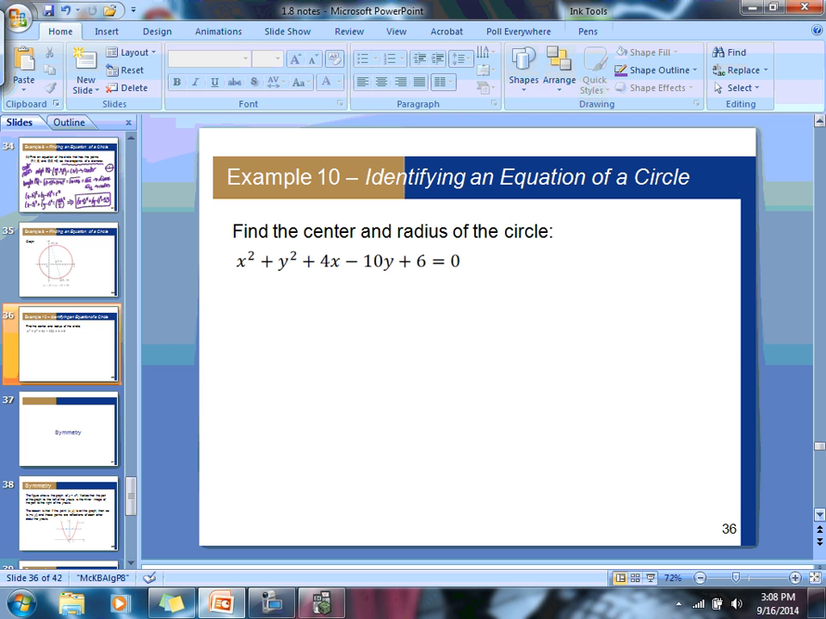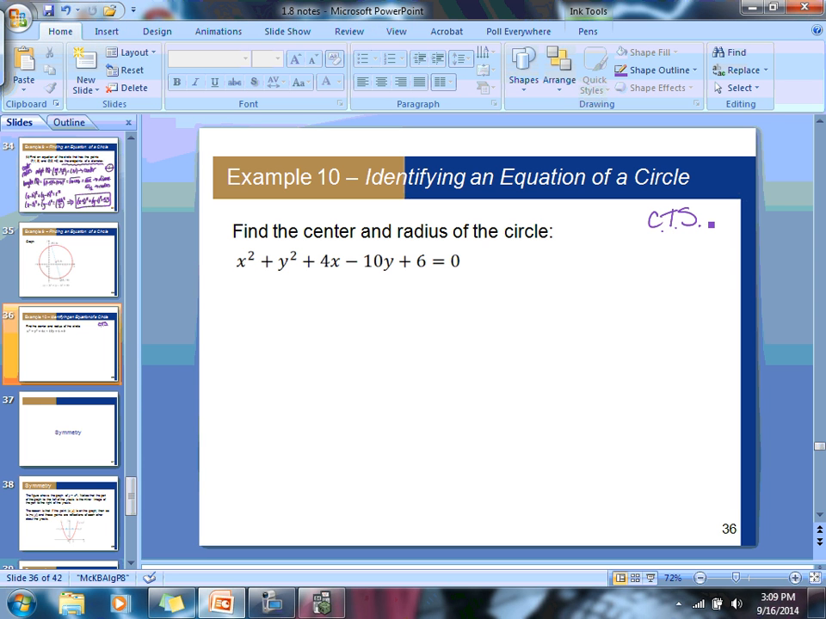Okay, example 10 says to find the center and the radius of this circle. Now this circle is given to us in a non-factored form, so we have to do a little work. We have to take it from this big expanded version into that nice compact equation that we've been working with, x minus h squared plus y minus k squared equals the radius squared. So we're going to have to do a little bit of completing the square.